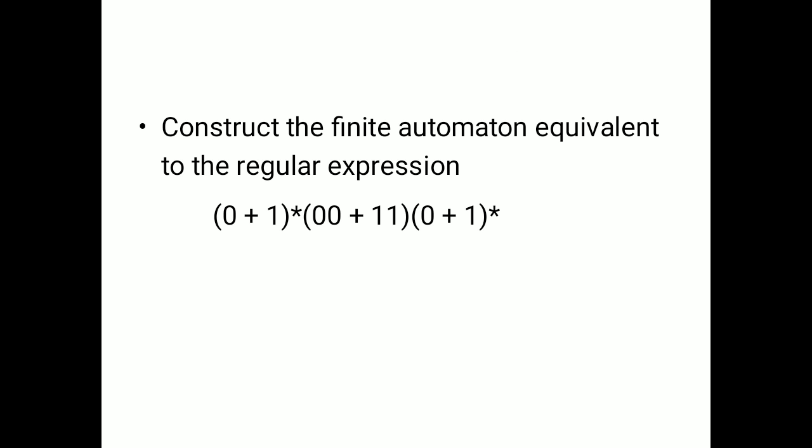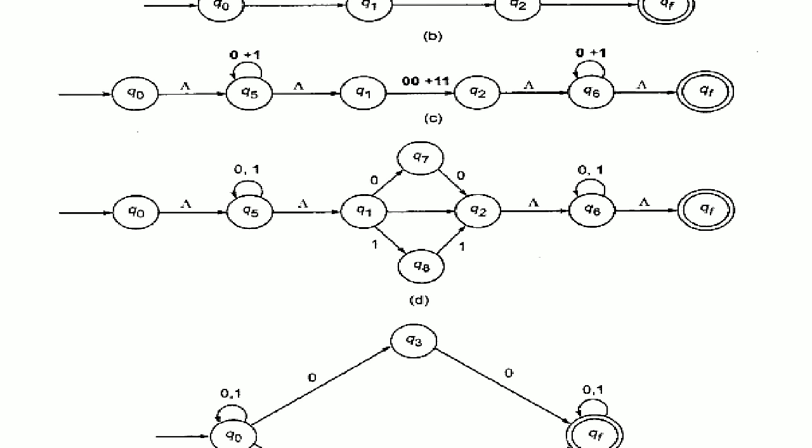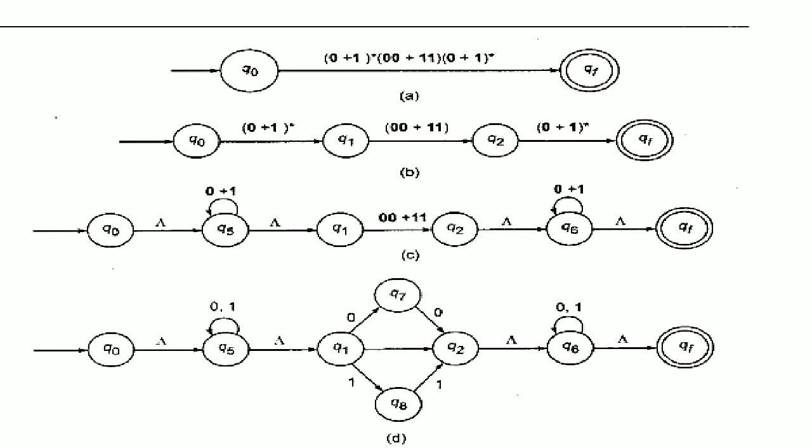The given regular expression is input from the initial state, and after applying this input as initial state you will reach the final state. The given expression is divided into three parts. First is (0+1)*, second is (00+11), and third is (0+1)*. So the first part is (0+1)*. Whenever this string is applied to Q0, that is the initial state, we will reach Q1.